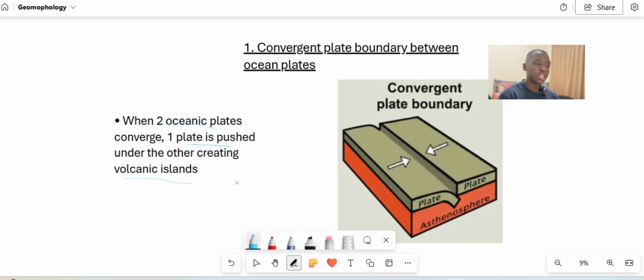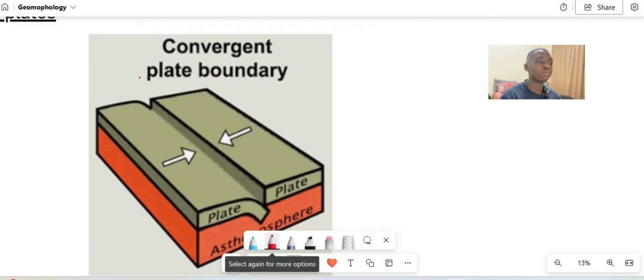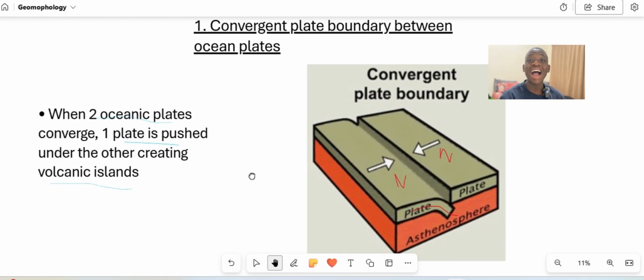Yes. So as you can see from this diagram here, let me zoom in a bit. As you can see from this diagram here, these plates have converged, meaning that they have come into one another, moving in the same direction. So this plate went below this other plate. Yes. Simple as that. Let's just call this N or W, then call this N. So N went below W. Yes. So that will cause what? That will form what we call a volcanic island.